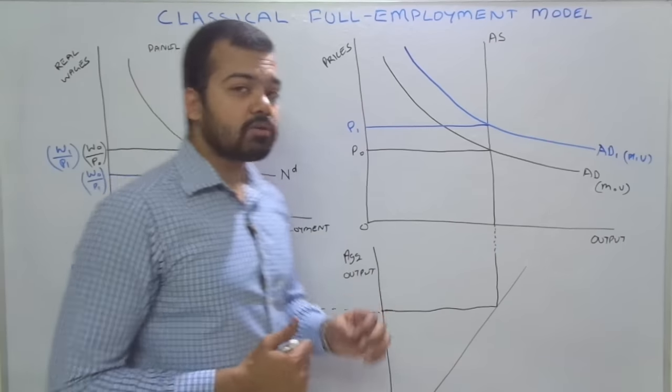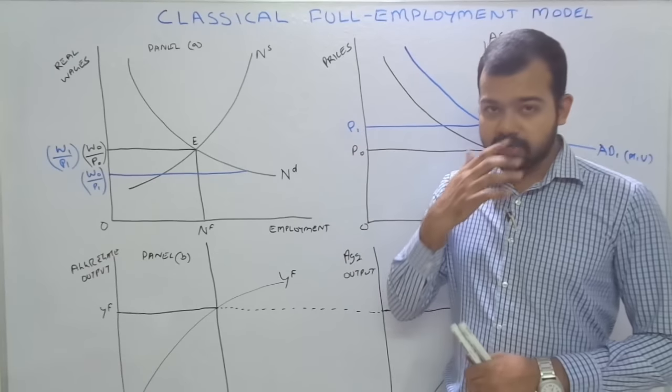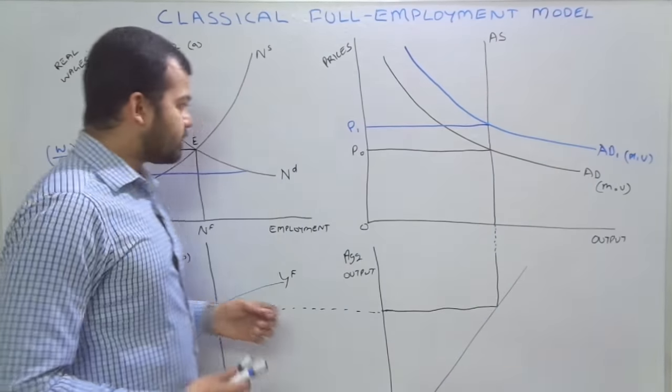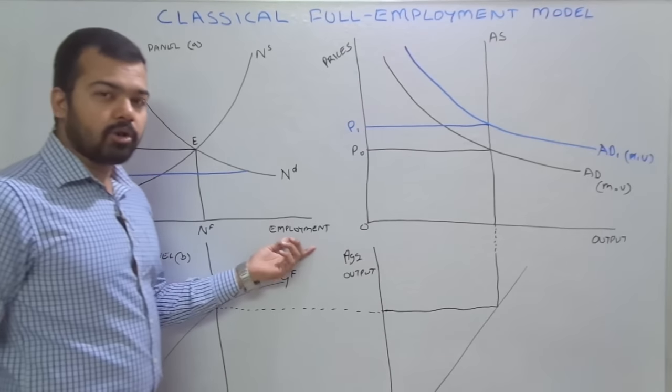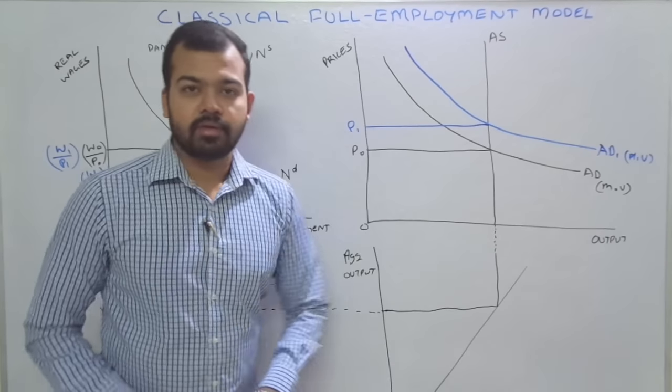So the conclusion of this model is that whenever we have changes in the nominal variables, we have no effect on the real variables. Here the real variables are the real wage rate, employment and output. The only effect is on the price level.